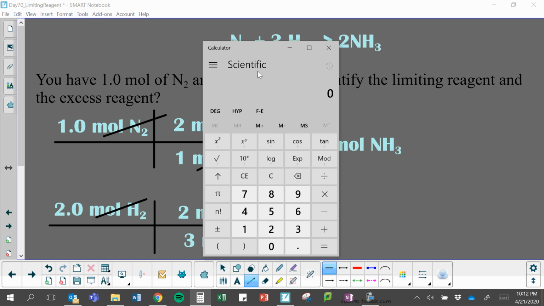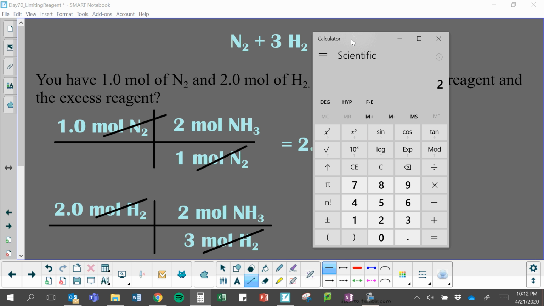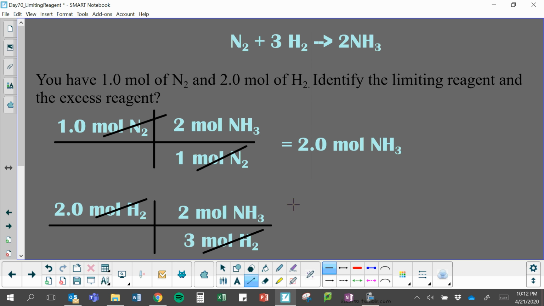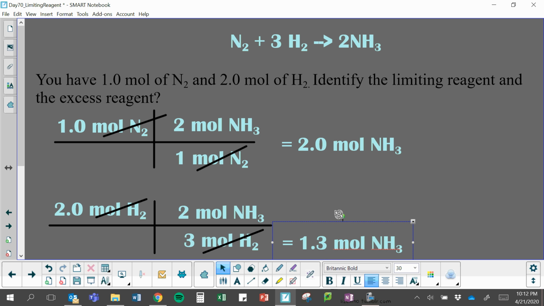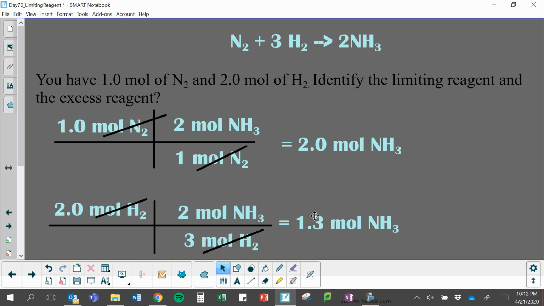So if you want, you can put it in the calculator. We have 2.0 times 2 divided by 3. We're going to get 1.33 repeated. We're only going to use 2 sig figs though, so we will write 1.3 moles of NH3. Okay, so now that we have these two numbers, we need to compare them.